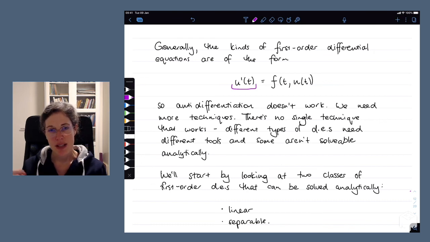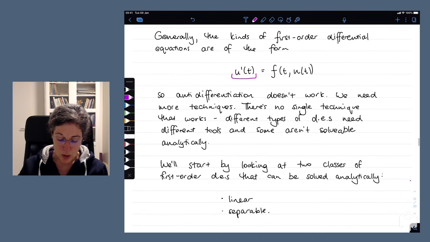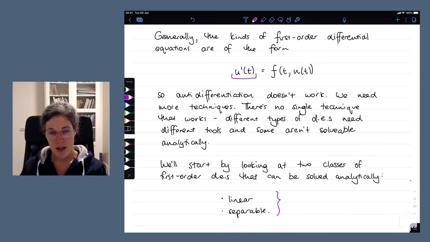And it gets a little bit worse than that. There's no single technique that will solve every problem. It depends very much on the structure of the differential equation. So what we're going to have a look at is two kinds of first order equations that we can solve, linear and separable.